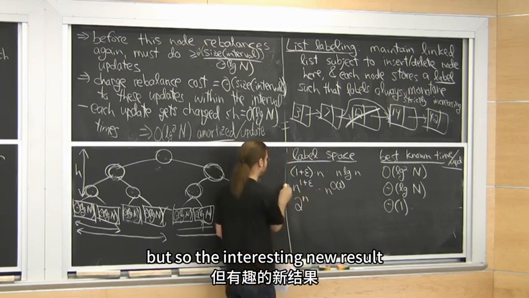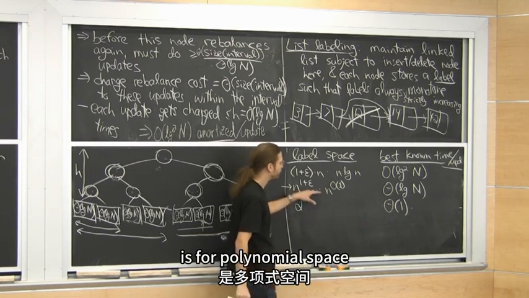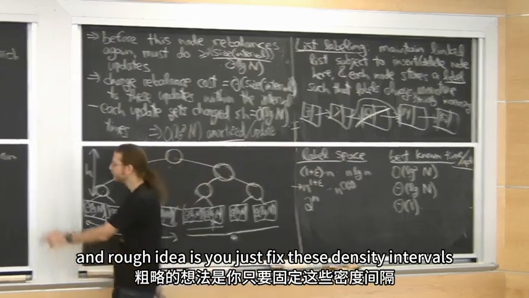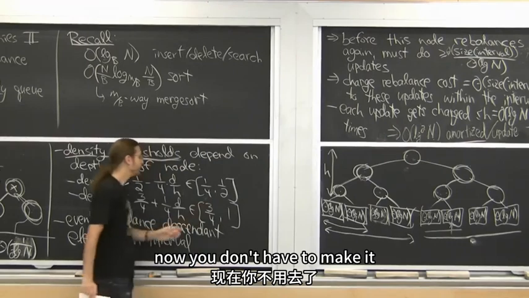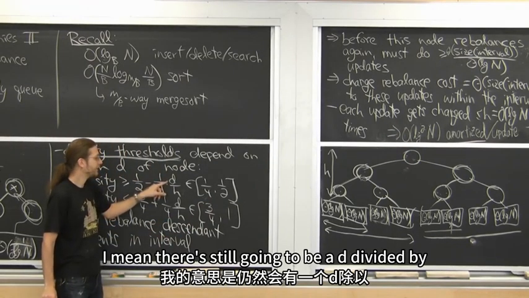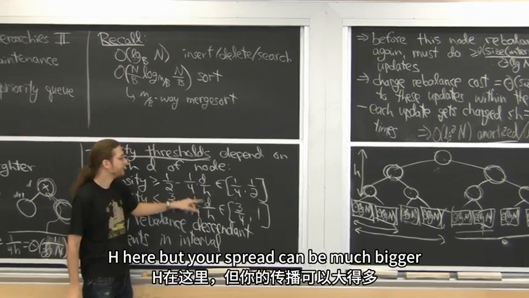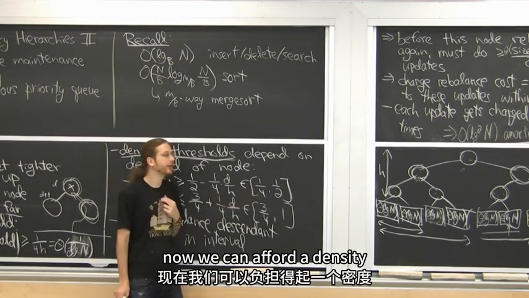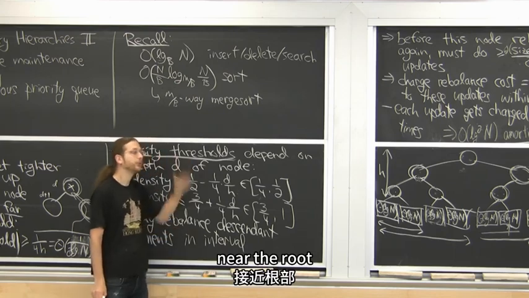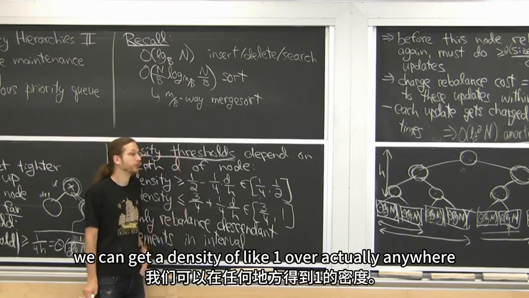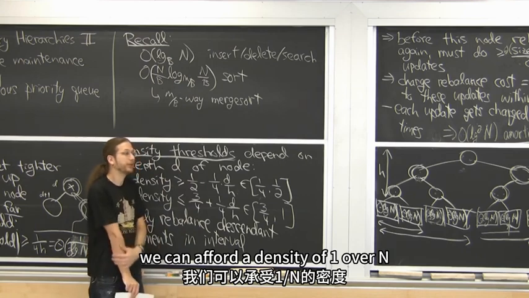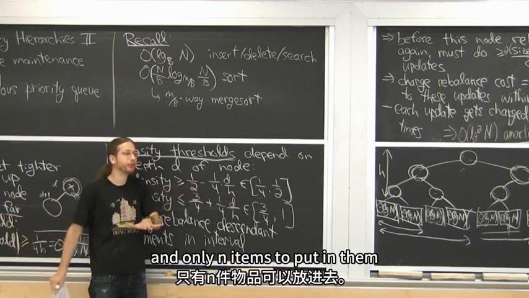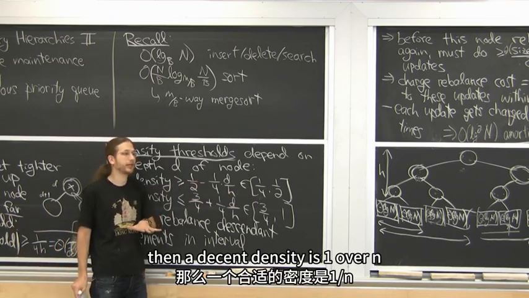So the interesting new result that I'm talking about is for polynomial space, we can get log n. And the rough idea is you just fix these density intervals. There's still going to be a d divided by h here, but your spread can be much bigger. So your densities no longer have to be constants. Near the root, we can afford a density of 1 over n. Because if we have n squared slots and only n items to put in them, then a decent density is 1 over n, in fact.